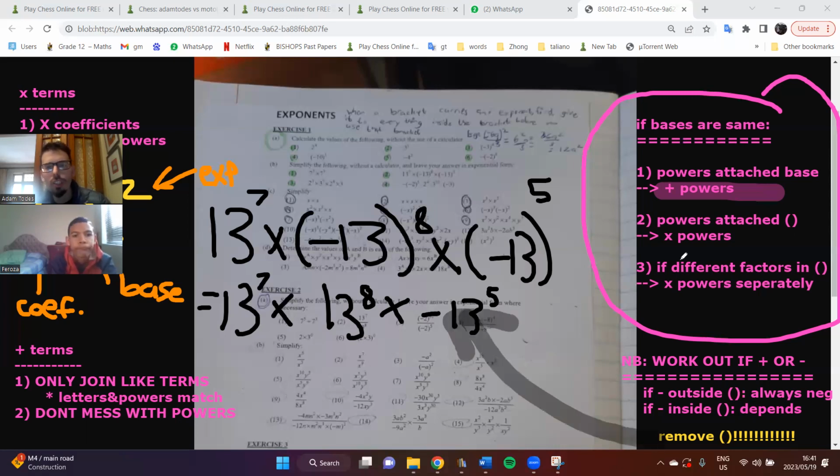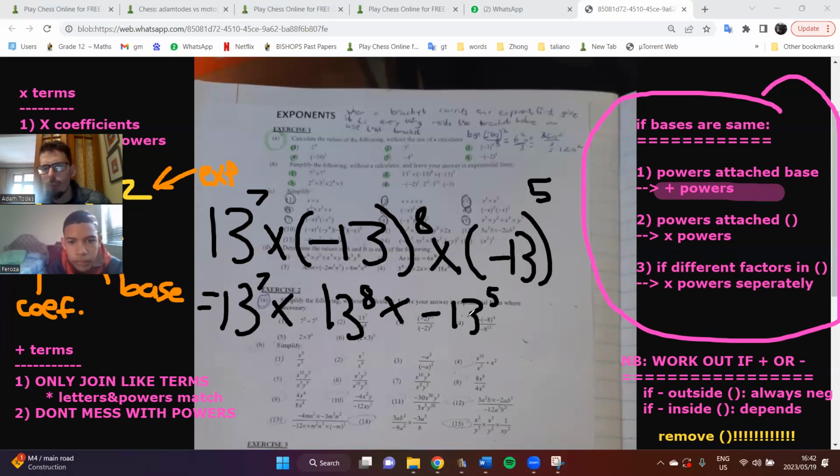Brackets are gone, right? So now we have to decide, where are these powers, the 8, the 7, and the 5, where are they attached? Are they attached to the bases, or are they attached to brackets? To the base. And when the powers are attached to the base, what are you going to do? Plus them or times them? Plus.